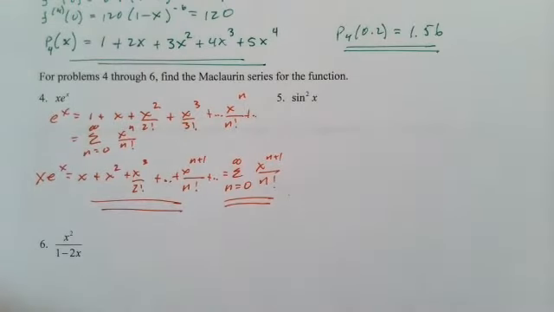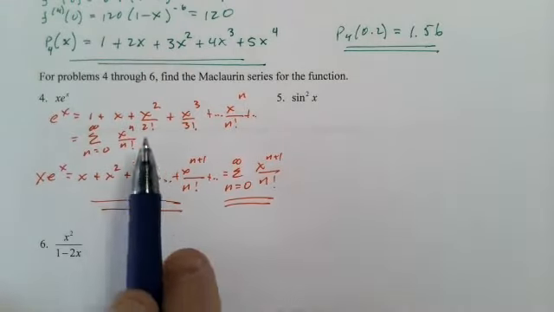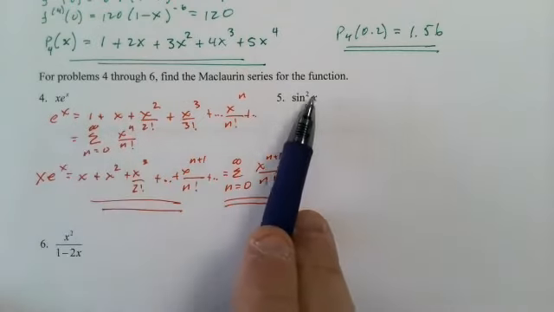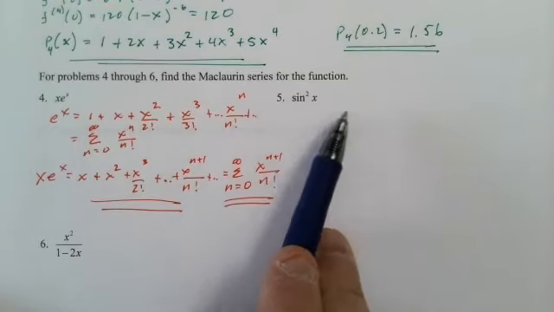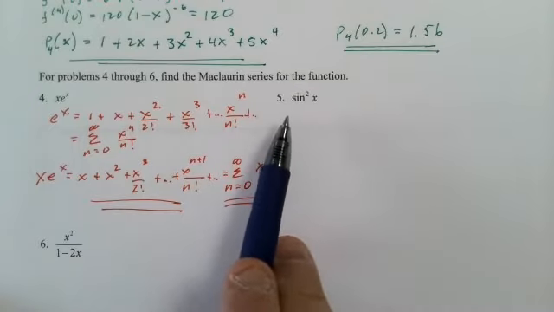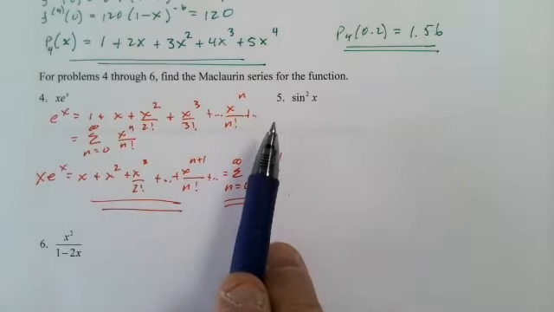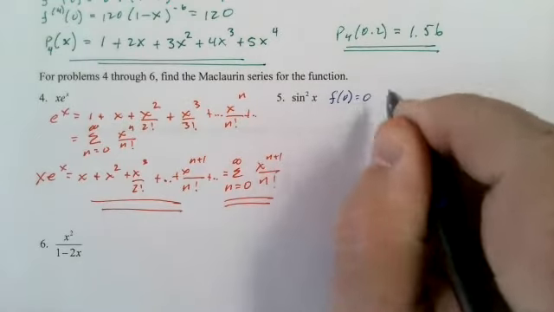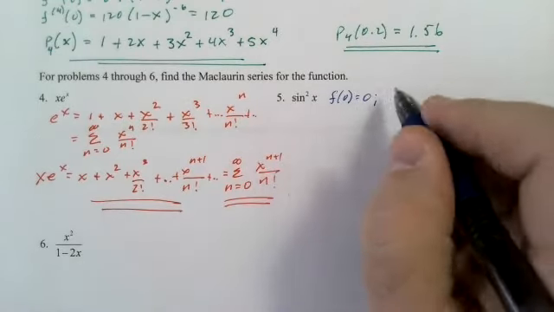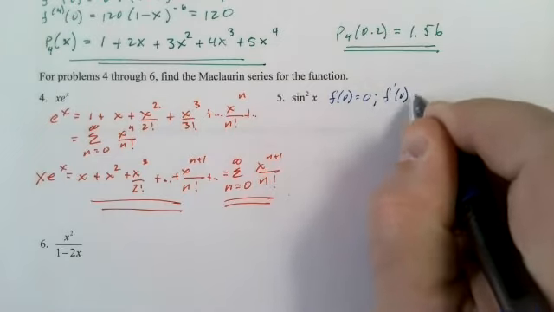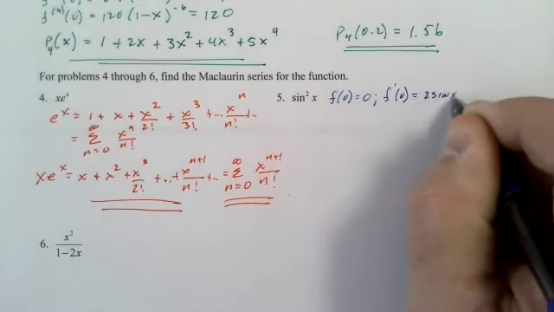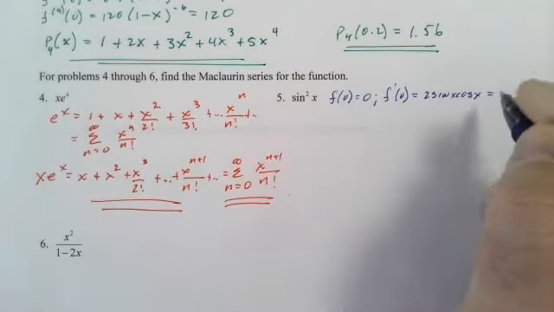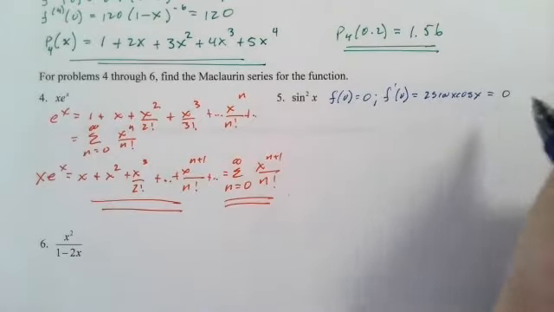Sine squared of x. Now, here I had the original e to the x. Here I have sine squared of x. I could write the first four terms, start foiling like mad, and see if I see a pattern. That's probably asking a little bit too much of me. So f of 0 equals 0, f prime of 0 equals 2 sine of x cosine of x equals 0.